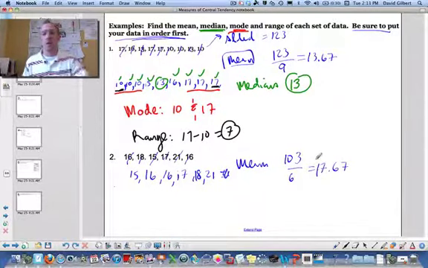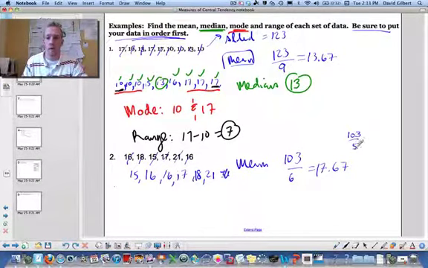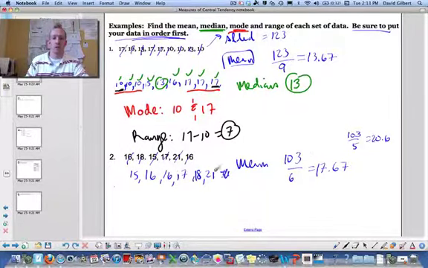that gives us 17.67. So this is where it helps to actually have your earbuds in and be listening to what I'm saying, because what if you did this wrong? What if you counted and you accidentally had 5 numbers? If you did 103 divided by 5, you would get a much larger number. You get 20.6. 20.6 is bigger than almost all the other numbers. There's no way that can be the average. So that would tell you that you had done that wrong.